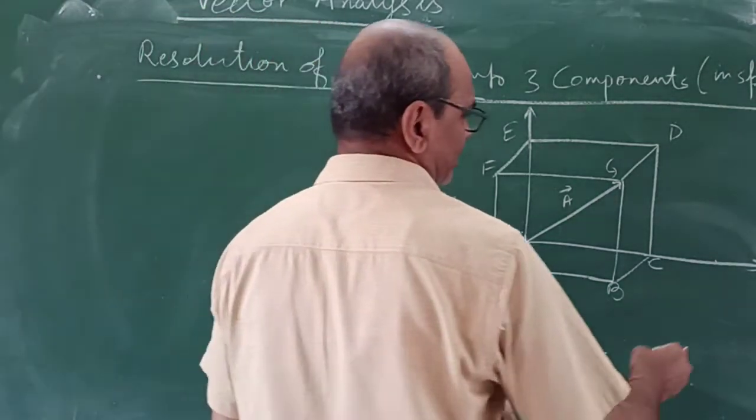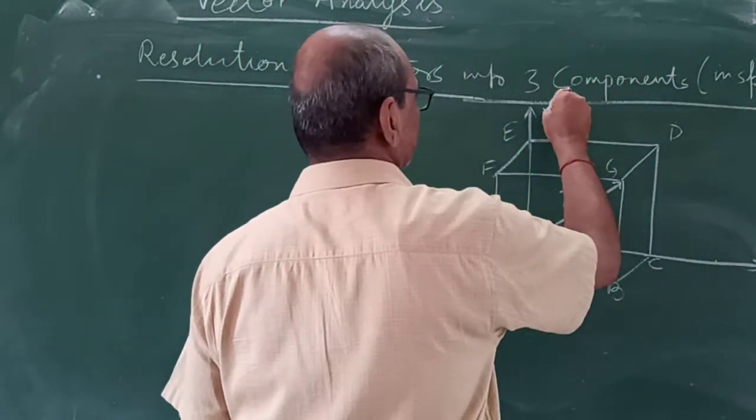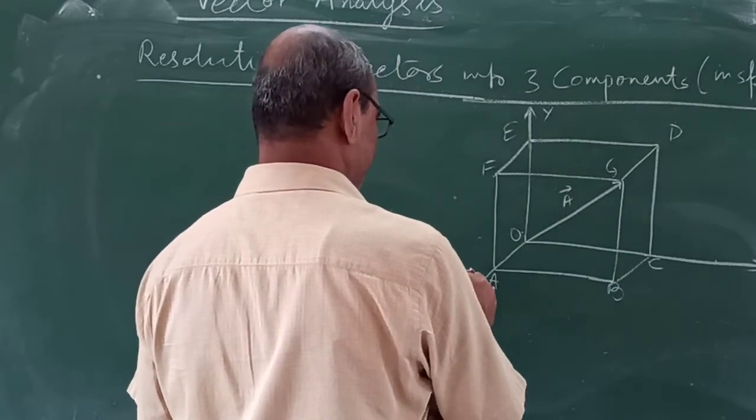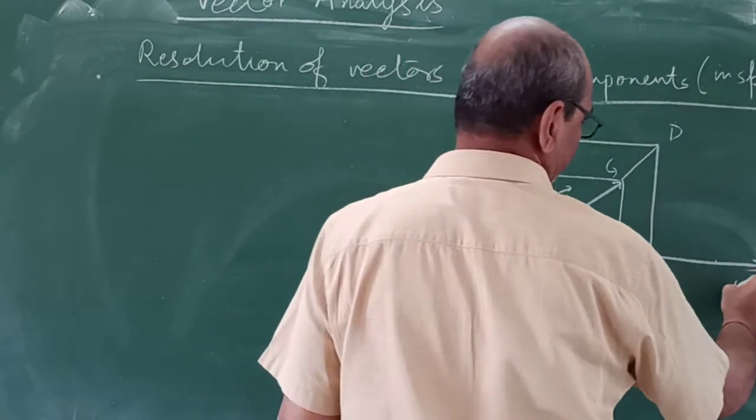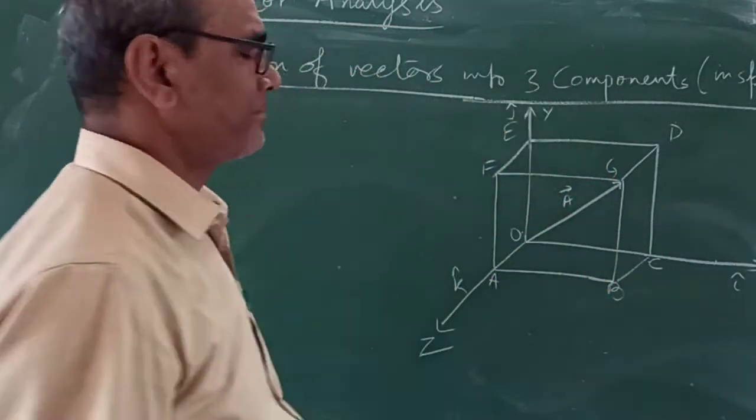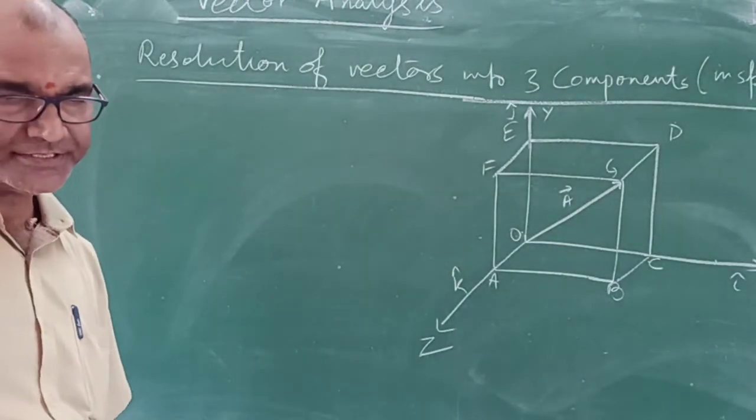This one is along the x-axis. This one along the y-axis. This one along the z-axis. Along the z-axis, k cap. Along the x-axis, i cap. Along the y-axis, j cap. Is it or not?